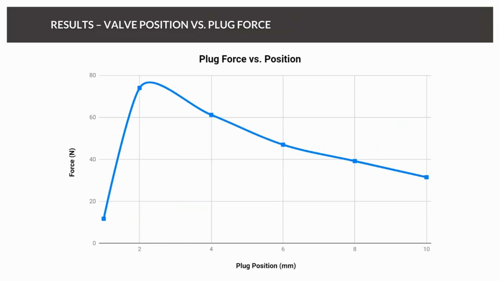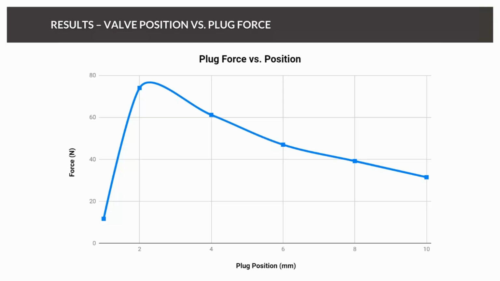So lastly, probably the coolest part of this analysis, I did plug position versus force on the plug. So this is grabbing all the forces for every face. So on the back side, if there was a low pressure that basically was a pull in the end, that was included. And my peak is around 75 newtons.